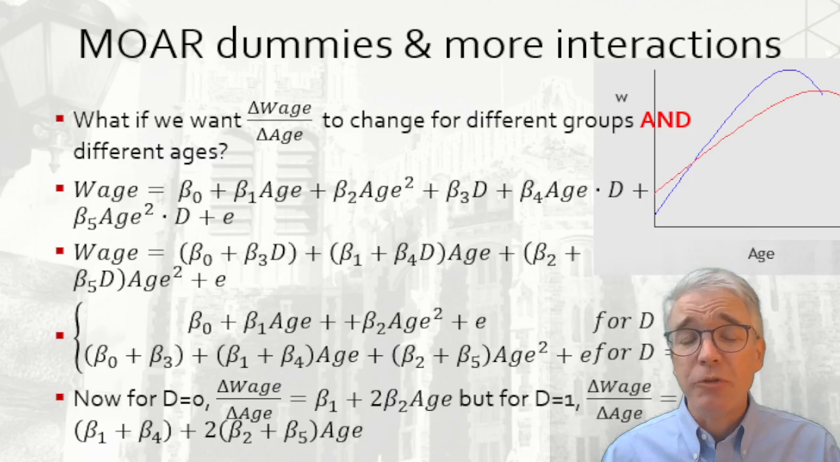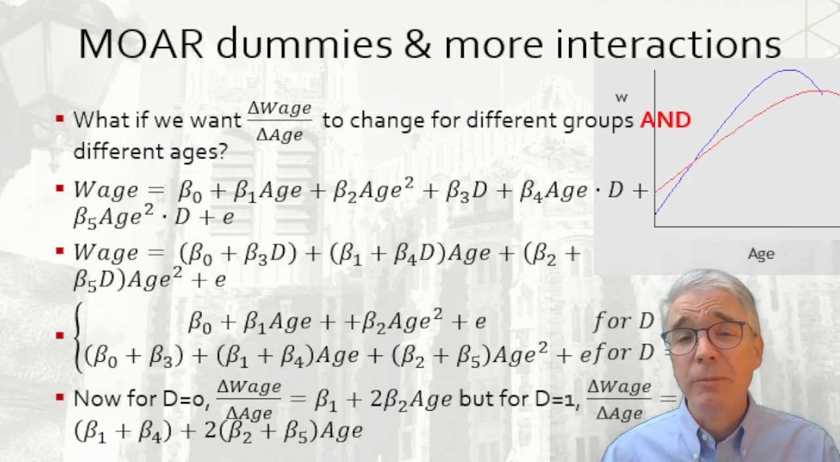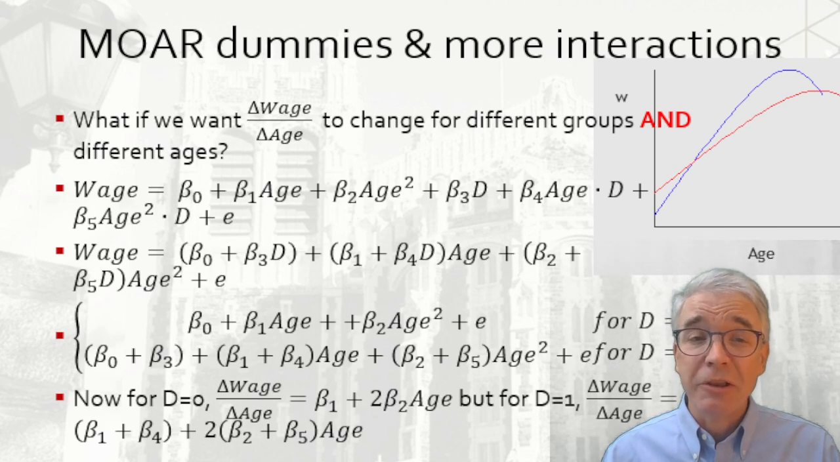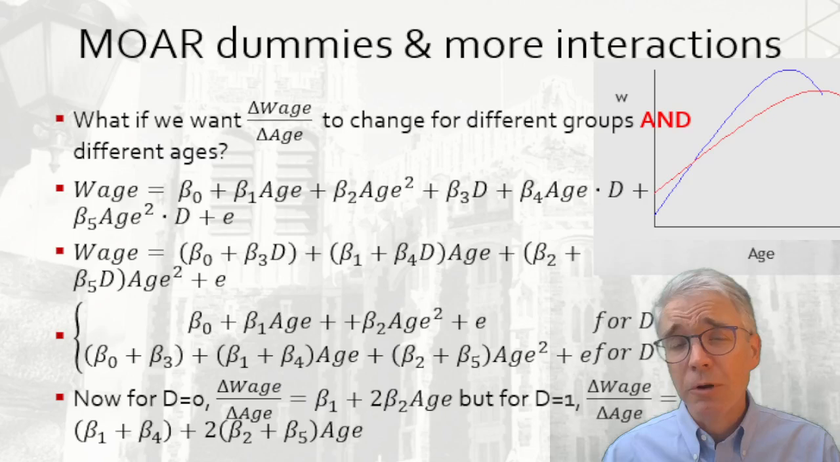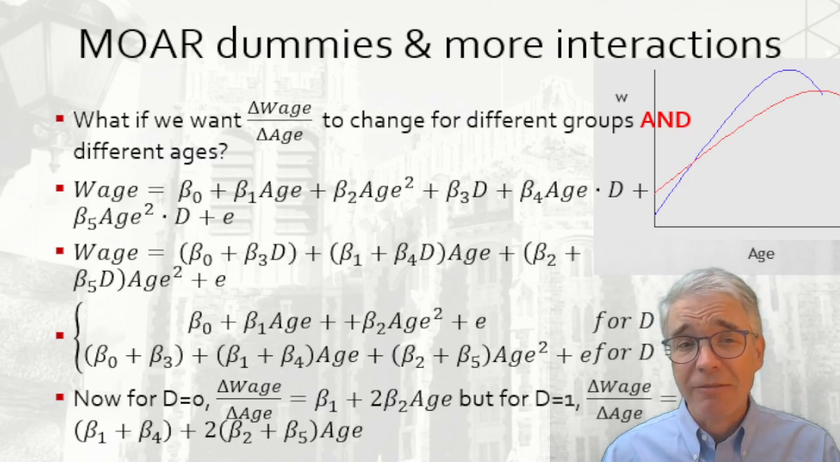People with d equal to 0, people in the base group, have a typical equation. Wages: beta naught plus beta 1 age plus beta 2 age squared. For people in the other group, d equal to 1, the intercept term is beta naught plus beta 3. The coefficient on the linear term is beta 1 plus beta 4. And the coefficient on the squared term is beta 2 plus beta 5.